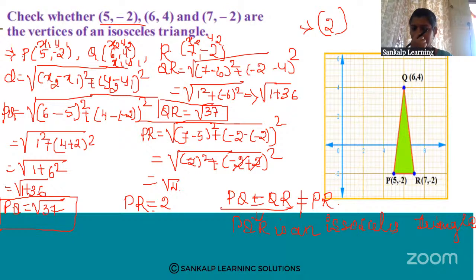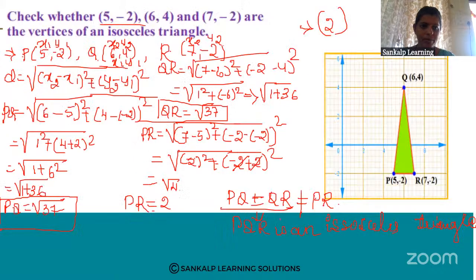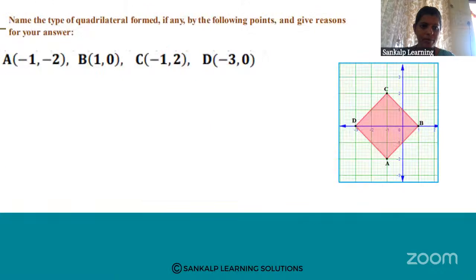So, check whether it is isosceles or not. In that problem, we used the distance formula. Okay, today, let us start with the next question: name the type of the quadrilateral formed, if any, by the following points and give reasons.